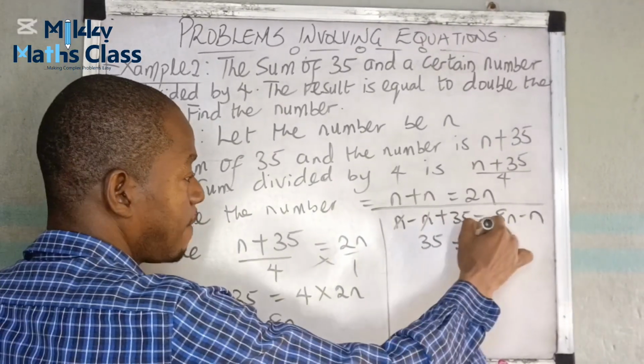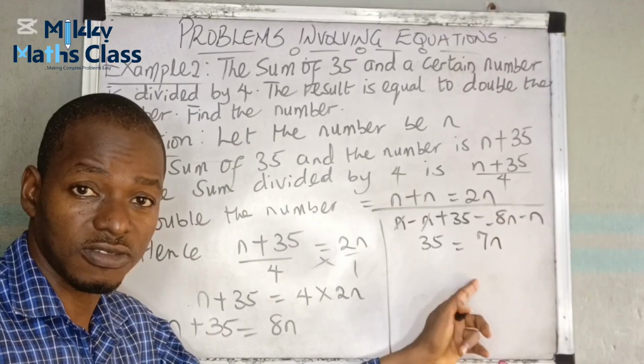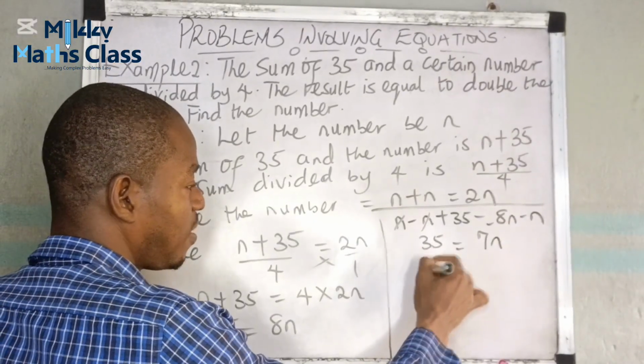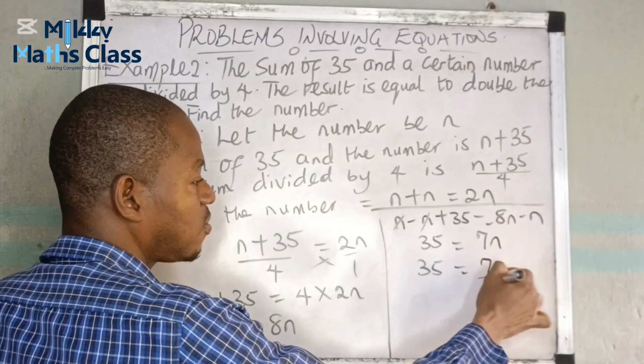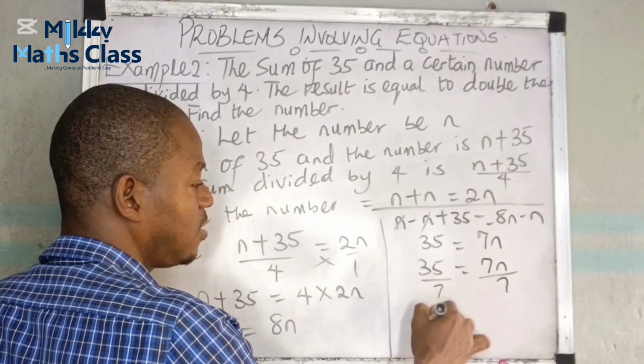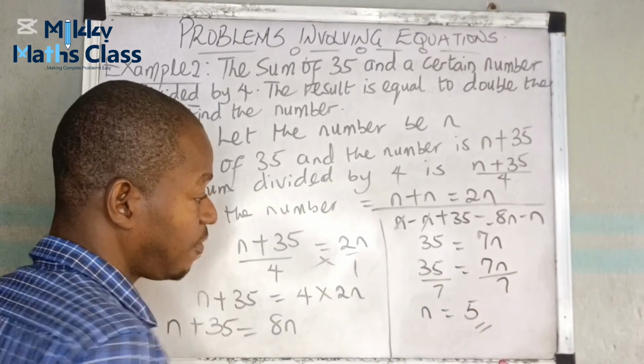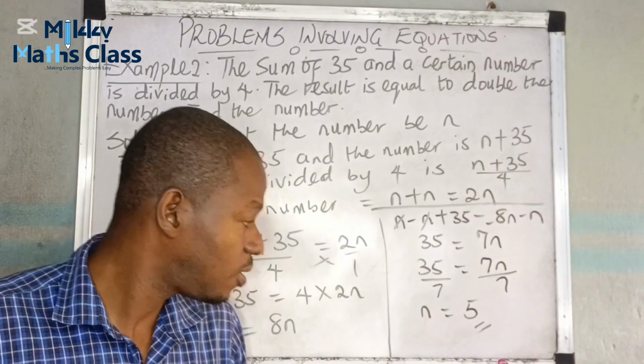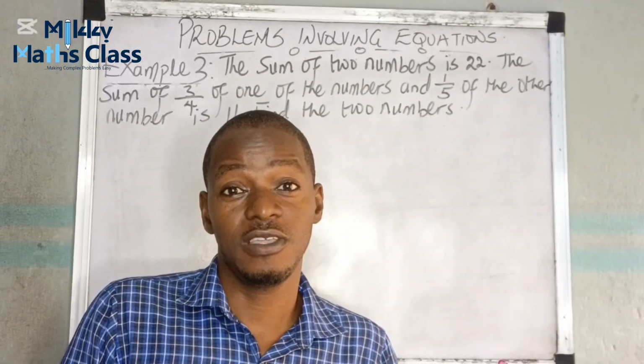That's 7n. Now divide both sides by 7. So when we divide both sides by 7, 7 over 7, our n will be equal to 5. So 5 is the number we are looking for. All right, let's take the third example.